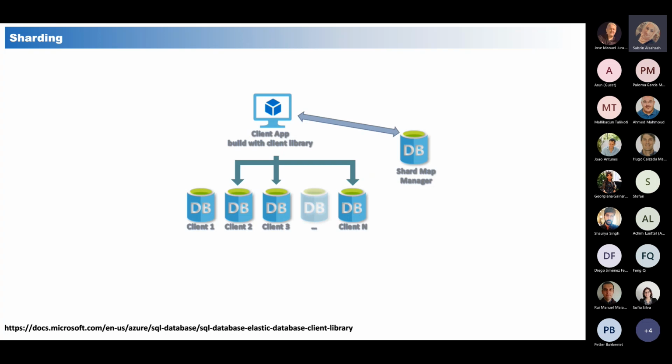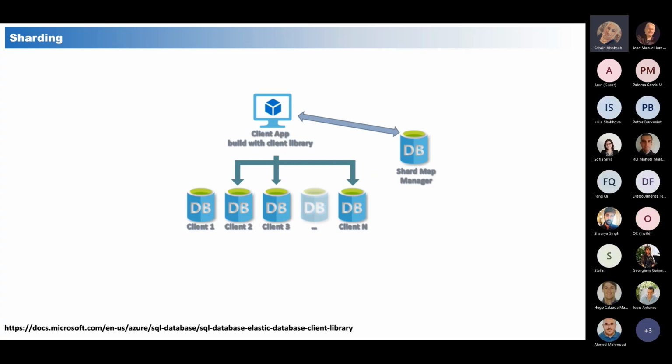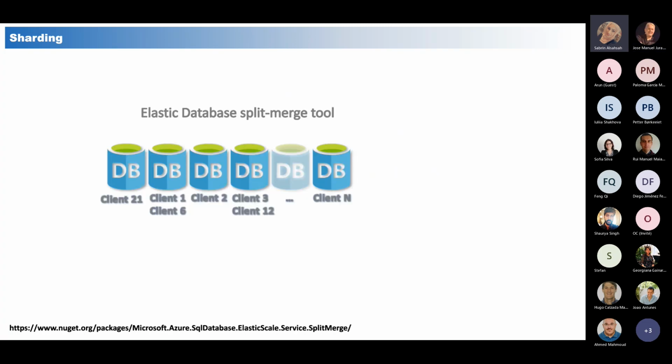Now, regarding how you will be implementing it, you can combine multiple customers in one database. As you can see here, for example, in the second database we have 2 customers, not only one. And regarding how you will be connecting and getting the database information, it will be using the shard keys and the shard manager, the map.